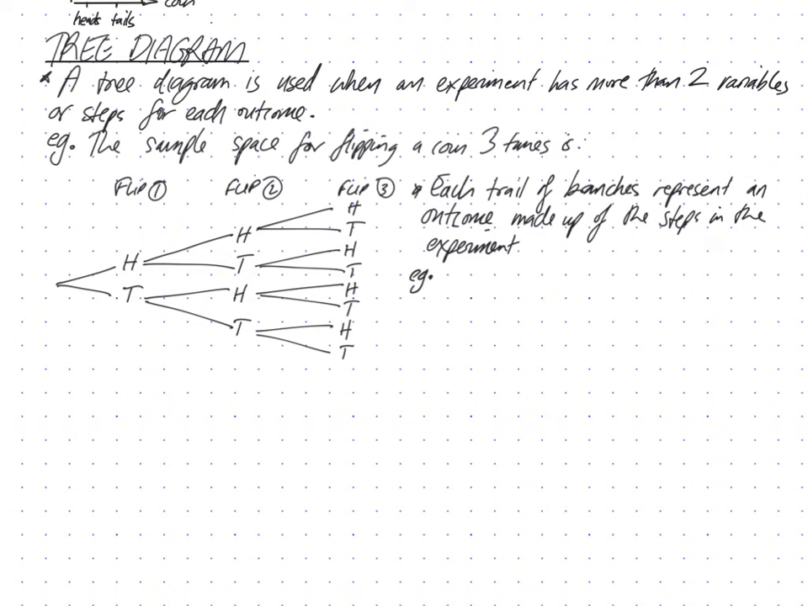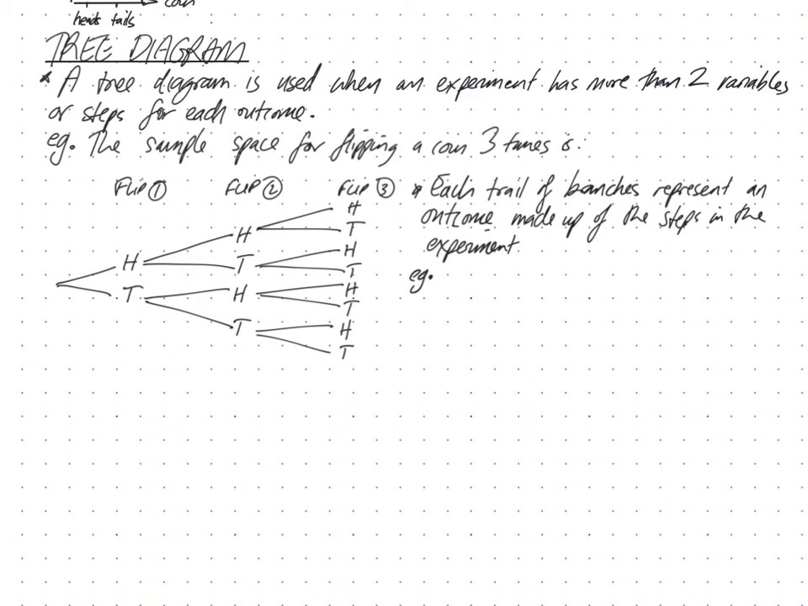And then it's going to get significantly more complex each time. So on flip 3, I could have flipped a head and then a head on the second flip, and then on flip 3 I could flip a head or a tail, and etc. Each one of these occurrences on flip 2 is going to have 2 more branches coming out of it. So each trail of branches represents an outcome made up of the steps in the experiment.